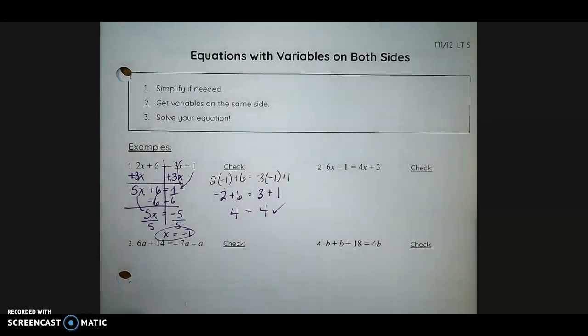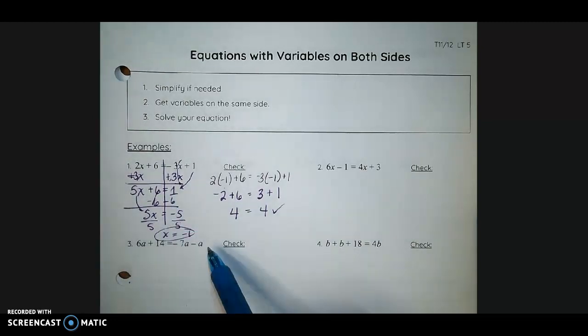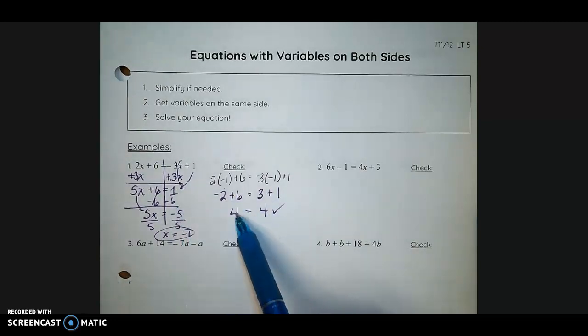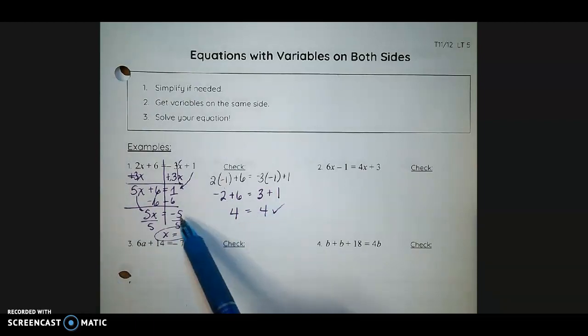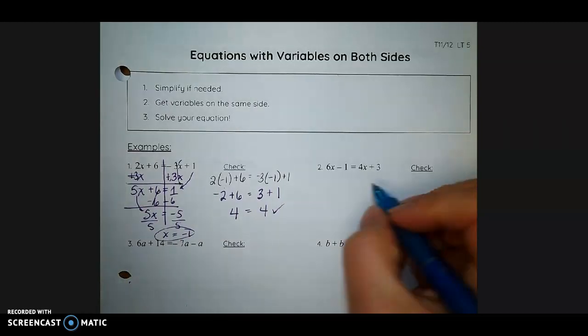Did this problem earlier with a student, and we did 1 minus 6, and we got positive 5, and that gave us a positive 1 here, and then we didn't get 4 equals 4. We got something else here, so we knew right away we'd made a mistake, and we were able to go back over and see, oh yeah, this should have been a negative 1, not a positive 1 as my answer. That's why those checks are important.